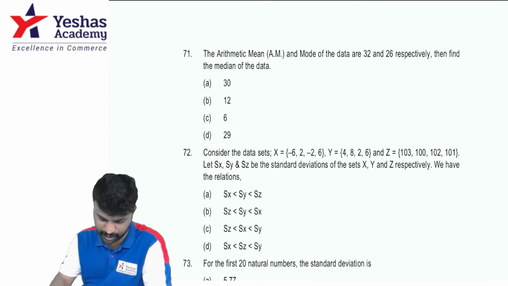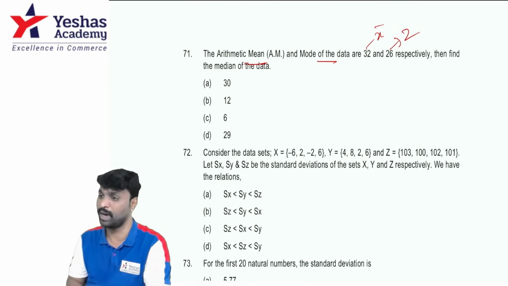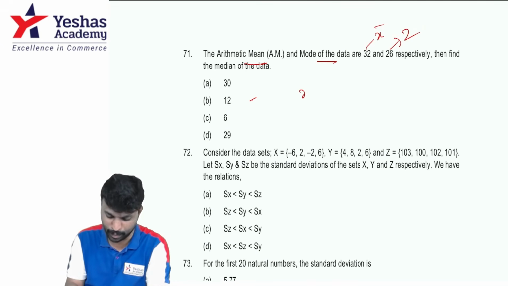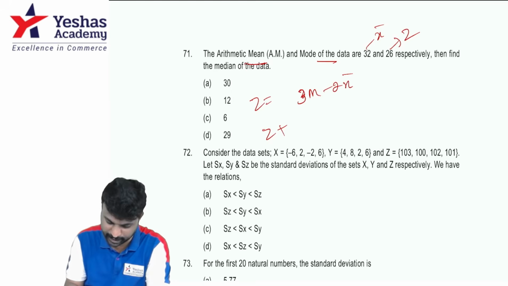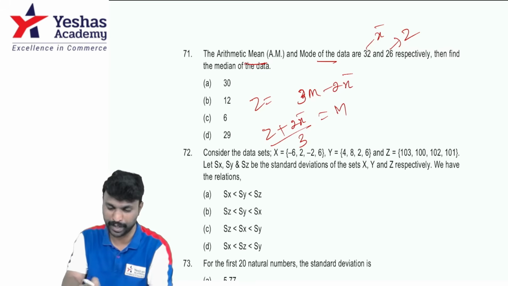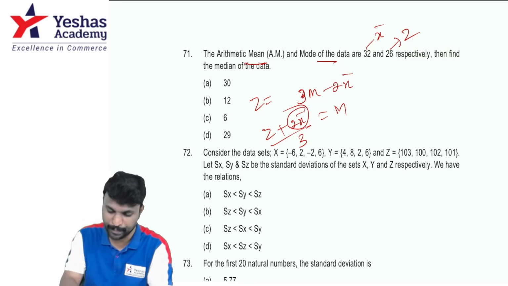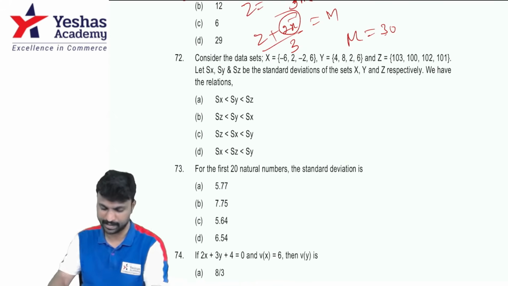Moving on to the next question, 71st. Arithmetic mean and mode are given. This is x bar, this is mode. We are asked to find the median. What connects mean, median, mode? Mode is equal to 3 median minus 2 mean. If I modify this, mode plus 2 mean divided by 3 is equal to median. First of all, 2 into mean, which is 2 into 32, plus mode is 26, divided by 3. That fetches me 30. Option A is the right answer.